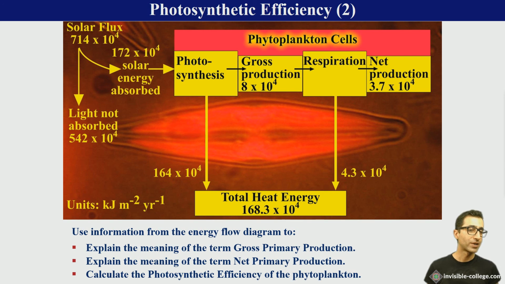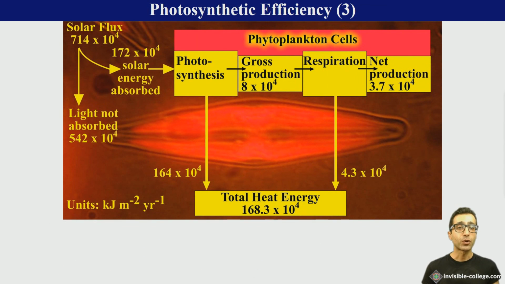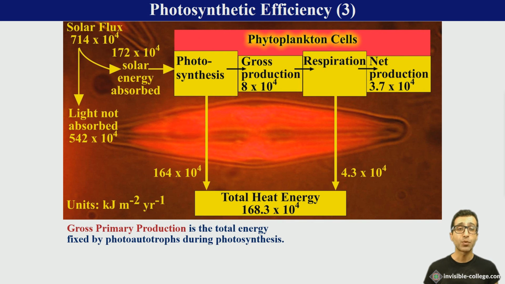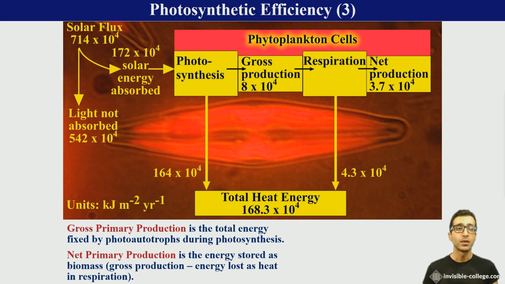Okay, it's looking pretty good. Well done, ladies and gents. Let's quickly work through that. Gross primary production is defined as the total energy fixed by photoautotrophs during photosynthesis. Net primary production is the energy stored as biomass, or the gross production minus the energy lost as heat in respiration.